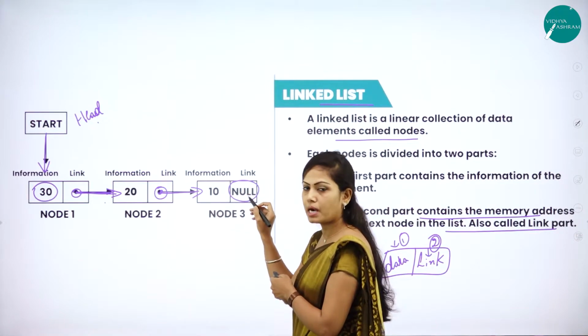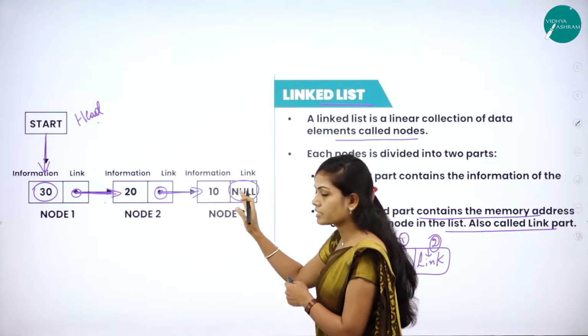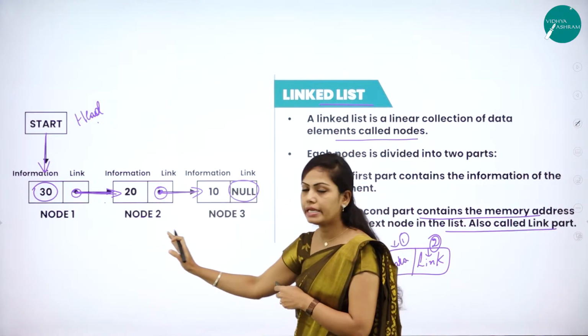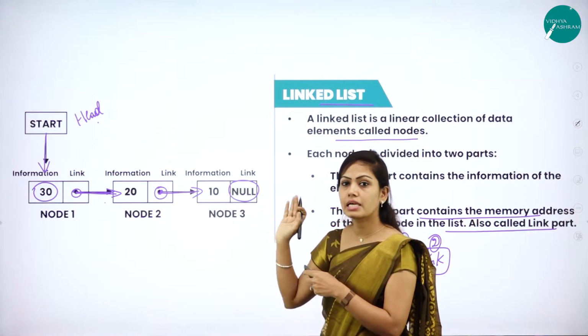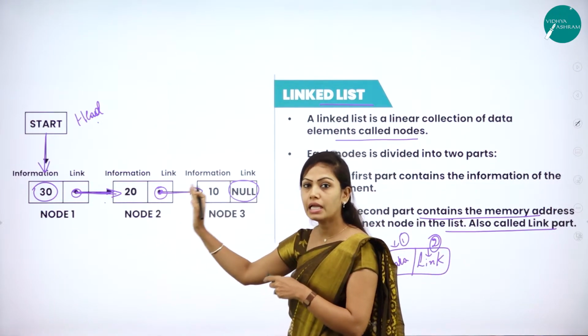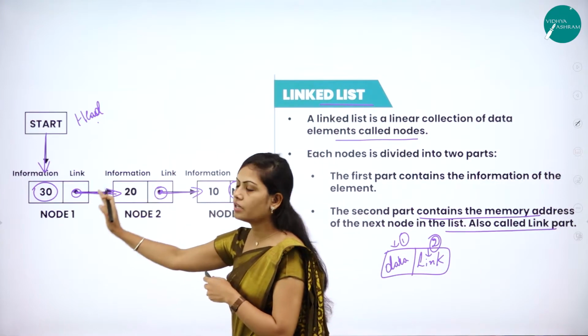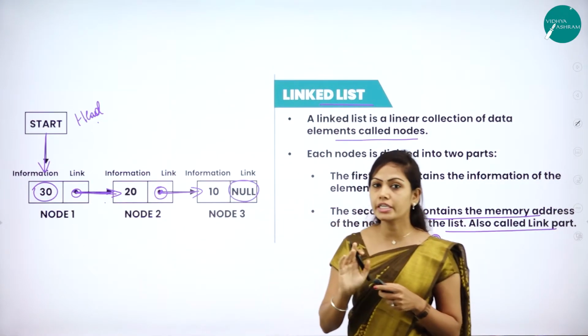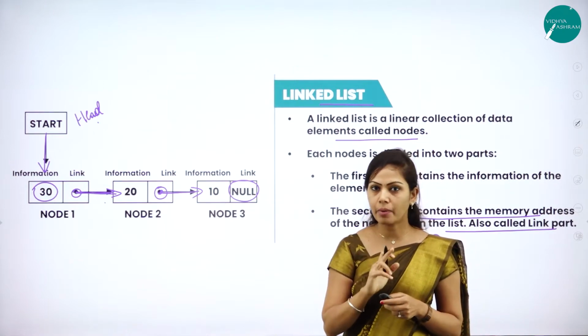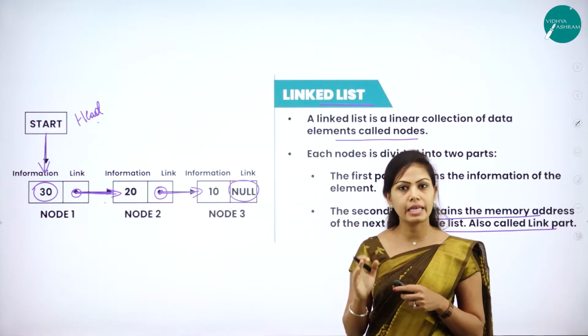The last link part is called null because there is no extra element to connect it to this link. So this is called a linked list. A linked list is a collection of data elements called nodes. There will be a link between each and every node, and a linked list is divided into two parts, that is data and link part: the data part, the information part, and the link part.